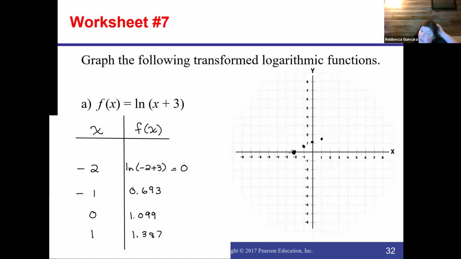So let's just look at a few other points to see what's going on. Let's say I'm trying negative 3. If I put in negative 3, this is going to be undefined, because what I'm going to end up doing is the natural log of 0, which we know is undefined. So that gives me an idea that maybe this is where I should start looking for an asymptote. Which would make sense because we have this plus 3 on the inside, meaning everything shifts to the left by 3 units.